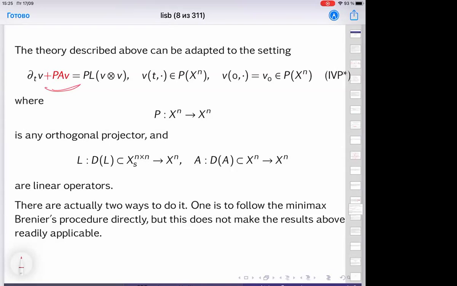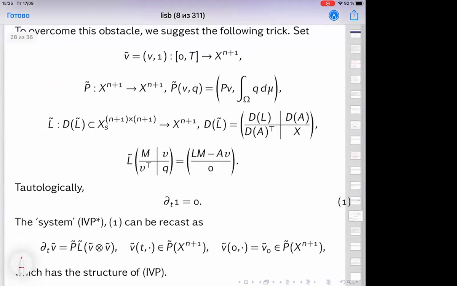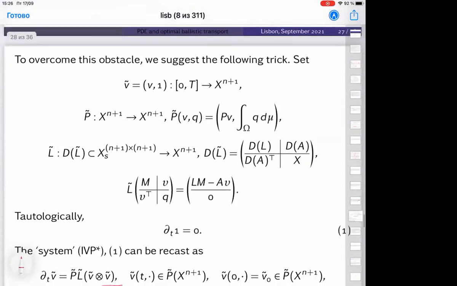And so you want to also include the linear term, but there are two ways to do it. One is just to follow the minimax procedure, which Jan will describe on some example. But this does not make our results applicable, because our results were really formulated in the quadratic case without linear terms. But there is also an algebraic trick for how to include the linear term, right? So you just increase the dimension, and if you increase the dimension and change the variables, then actually you can rewrite it. You define a new operator L tilde, which involves also the linear term, but the price to pay is to increase the dimension.